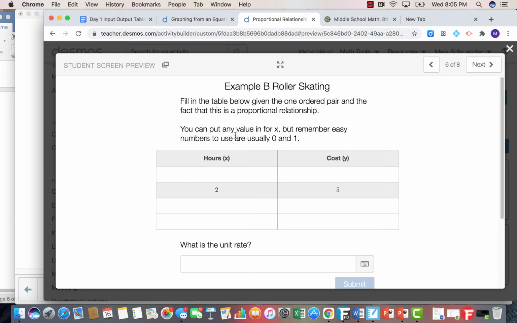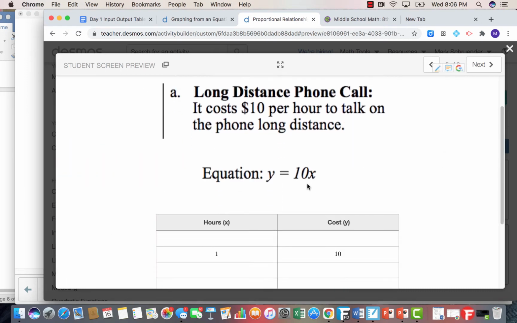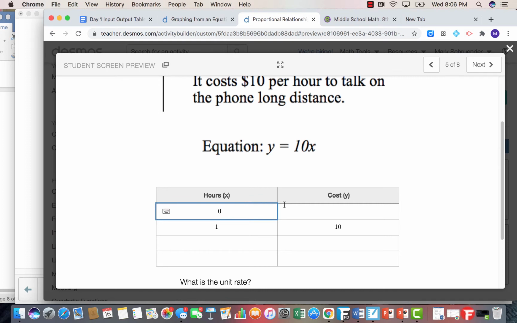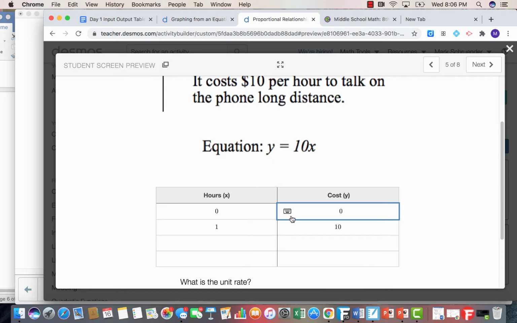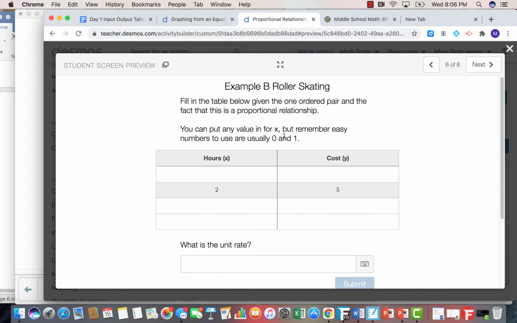Right here, we're given 2 hours and $5. We're just giving an ordered pair, but they do tell us it's a proportional relationship. And by the way, the last one was also a proportional relationship. And if I borrow my table on the other side, anything that goes to the origin, which is 0 for x, 0 for y, is a proportional relationship. So that's happening as well on this one here. So they just gave me an ordered pair when they did that.